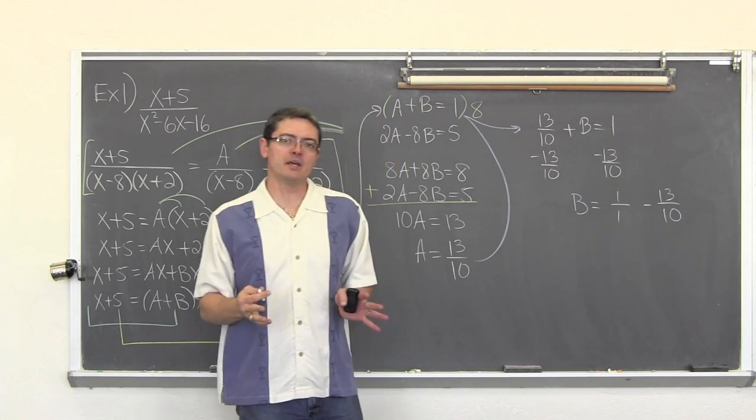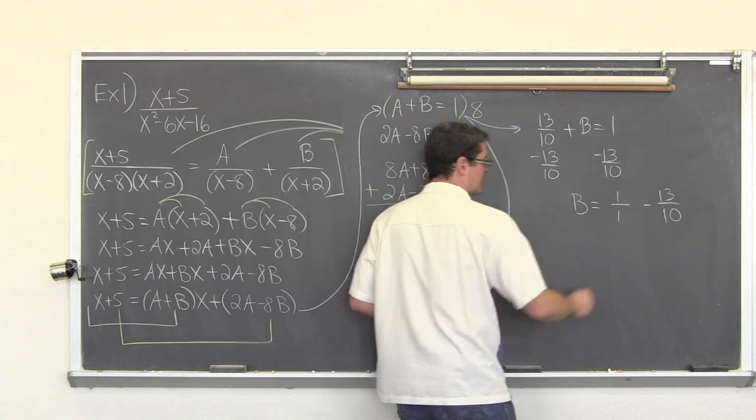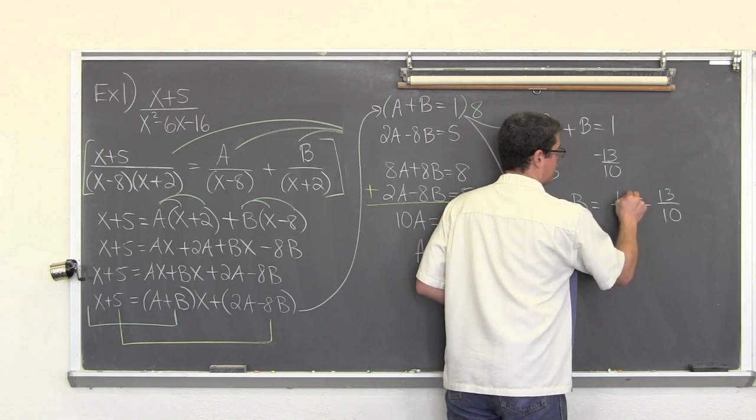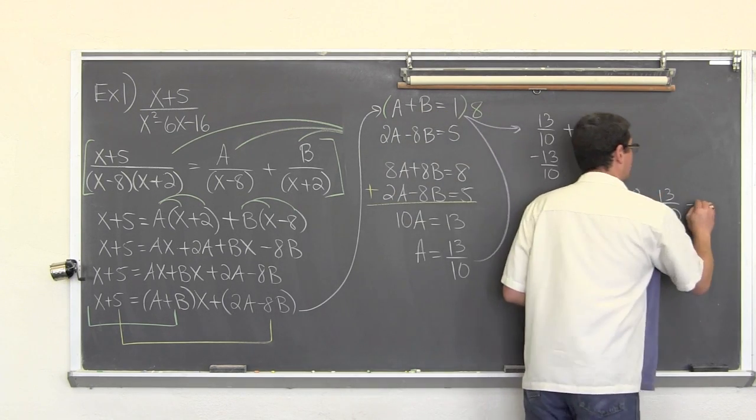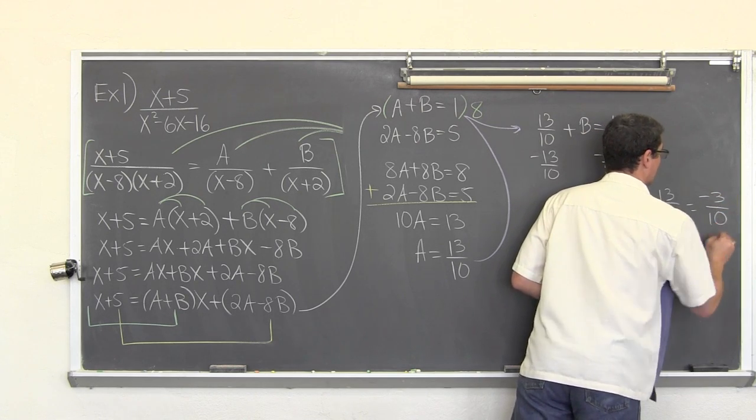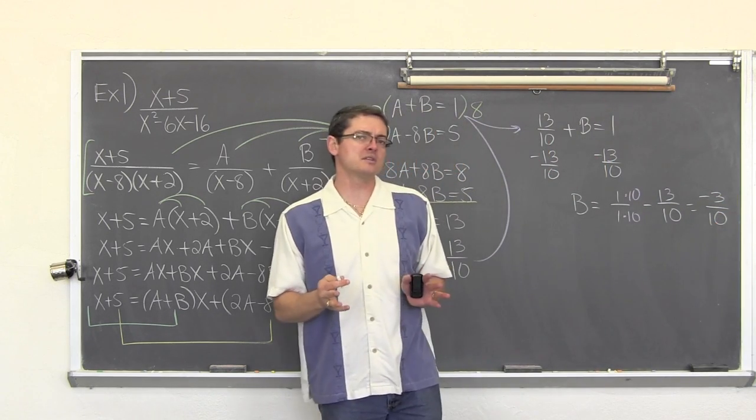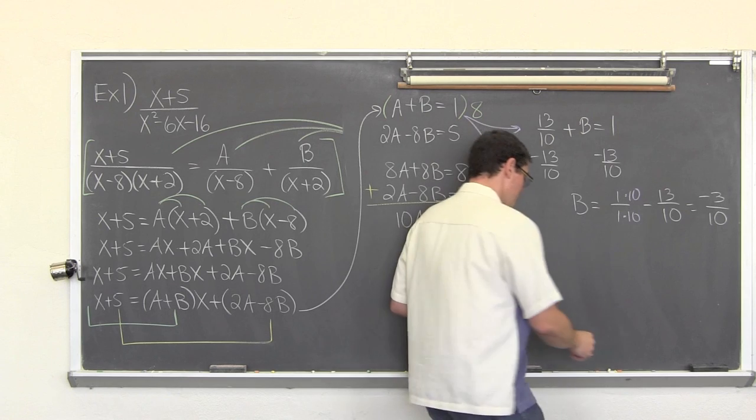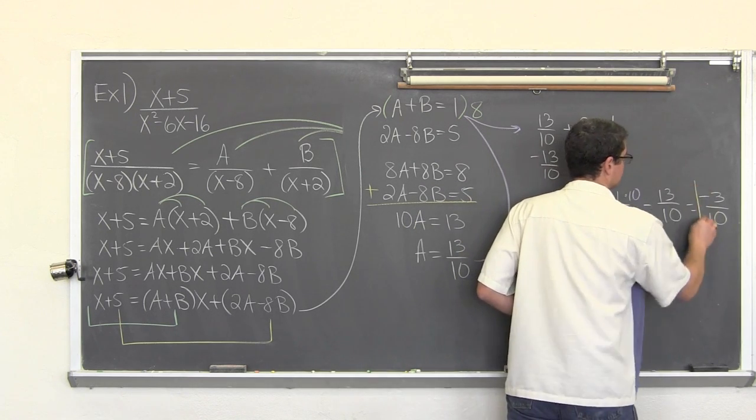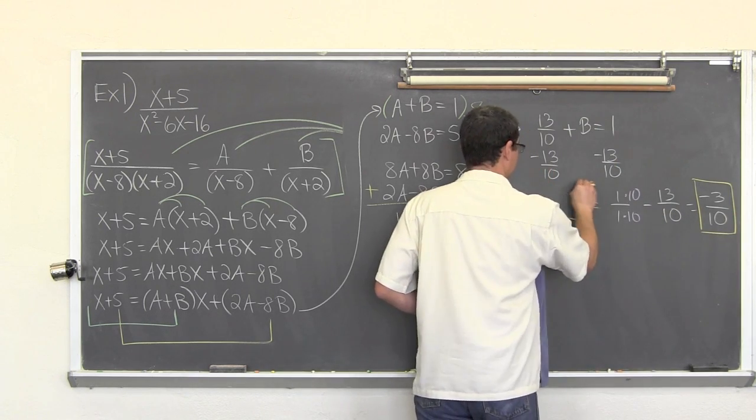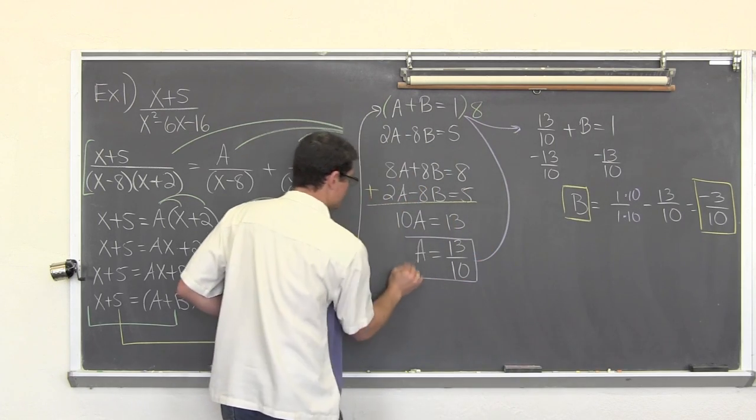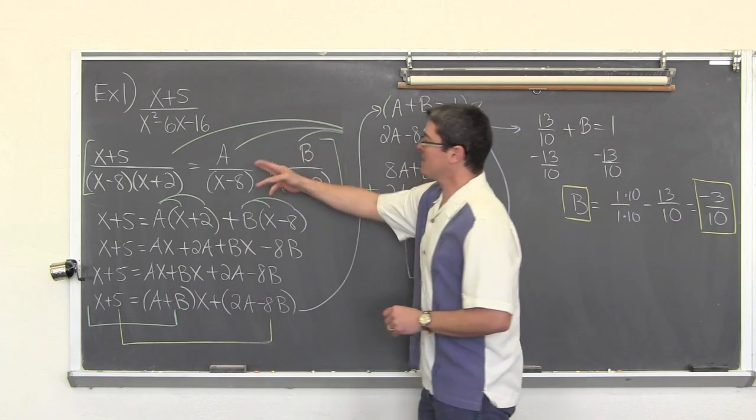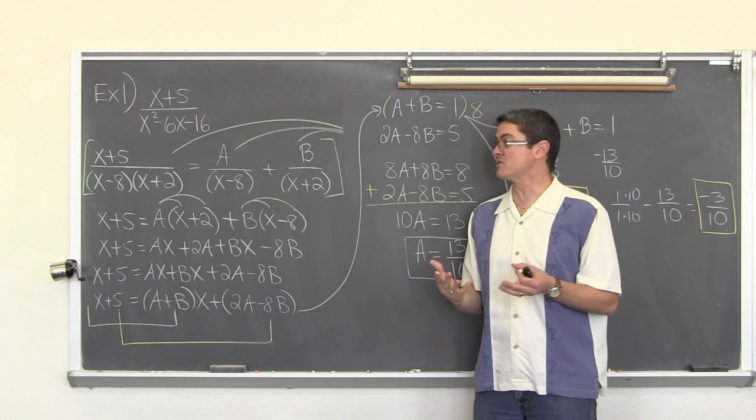Now we need common denominators, right, to be able to add or subtract fractions. So we're going to multiply this top and bottom by 10, and we get 10 minus 13 is negative 3 over 10. So we have our constant of negative 3 over 10 for B, and we've got A, which is 13 over 10. So we need to come back here and actually write our final answer.